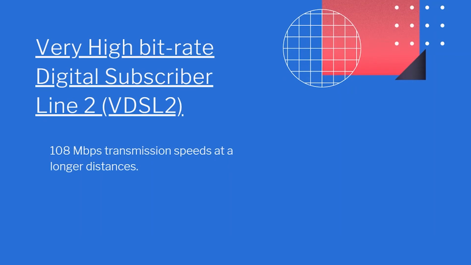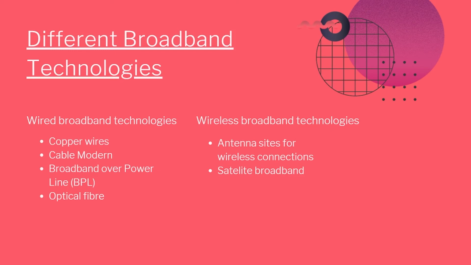And lastly is the very high bitrate digital subscriber line 2 or VDSL2. It is faster than VDSL and provides transmission rates up to 100 Mbps at longer distances. And together with the DSL, here are the other different broadband technologies available today.